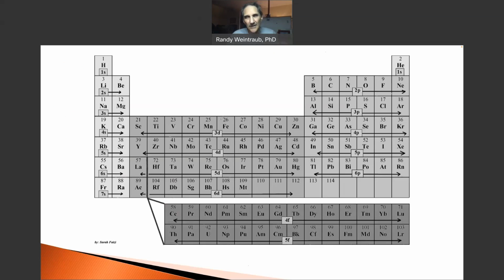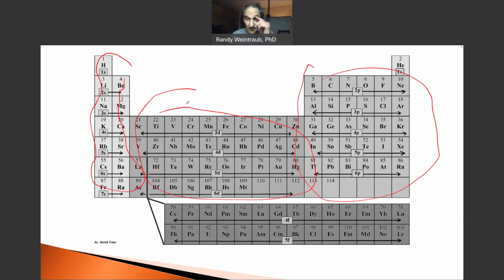And we'll be looking at the periodic table very often and seeing these new kinds of designations of what we call blocks on the periodic table. Here is the S block. Here is the P block. And here is the D block. And here is the F block.